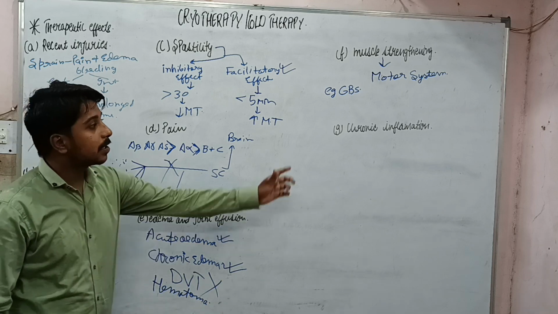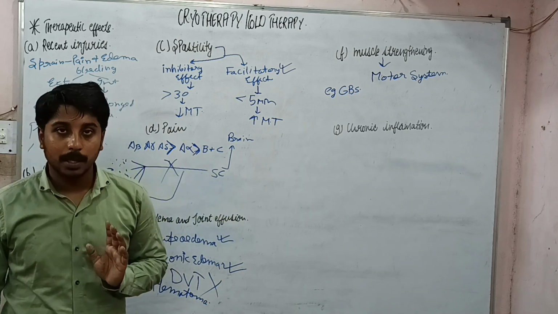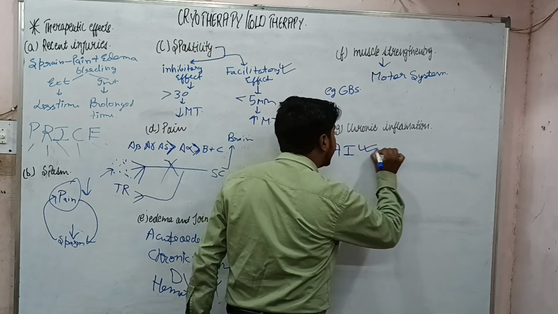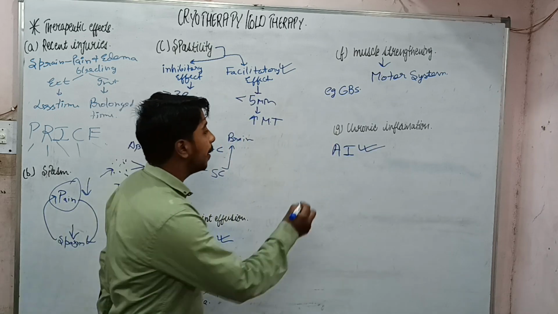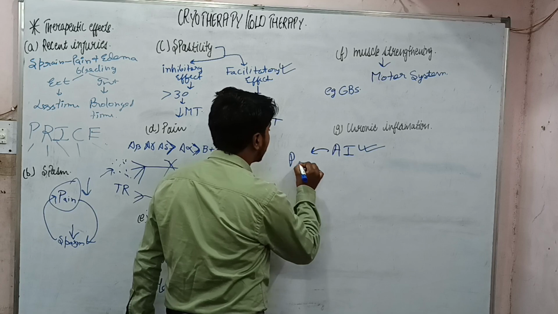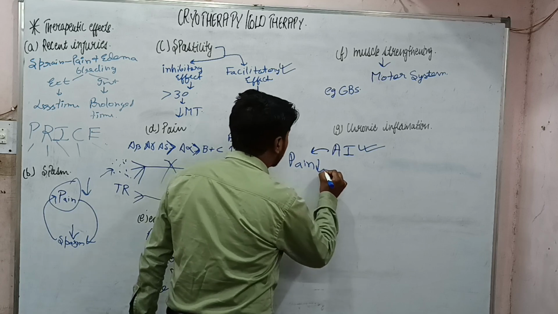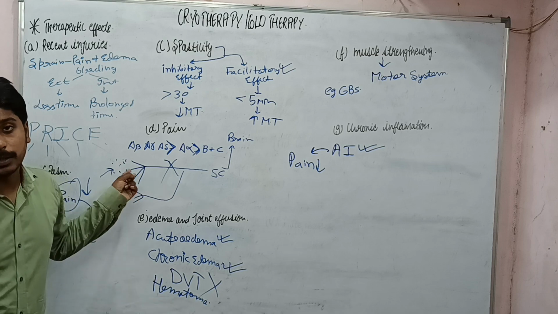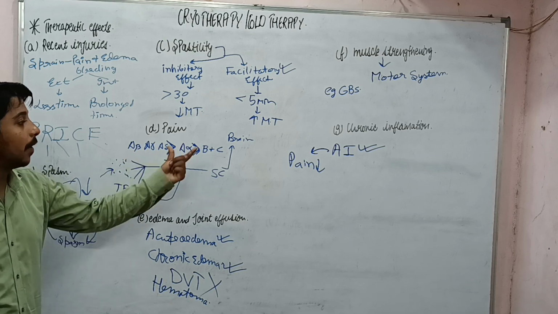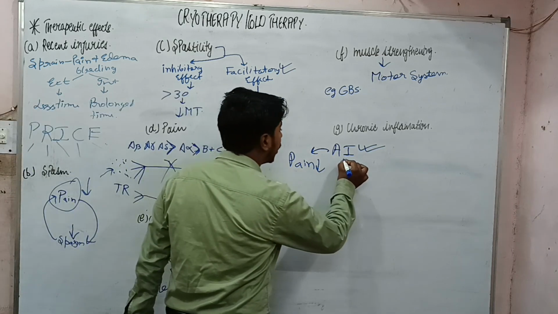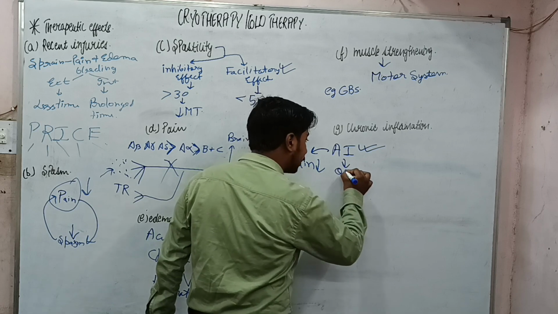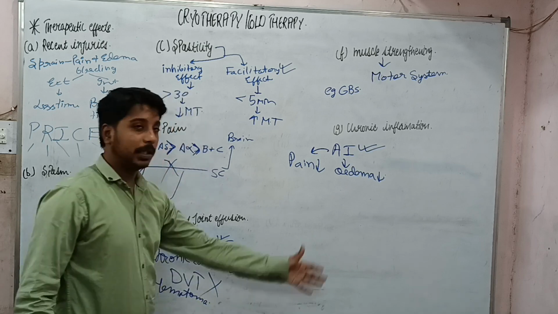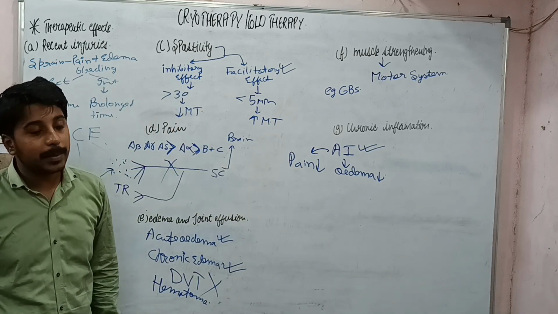Okay, last is chronic inflammation. See, the effect on acute inflammation is already discussed. Why? Is pain reduced? Yes. How is pain reduced? You have already studied, that is the effect on the peripheral nervous system, these nerve fibers. Okay, in acute inflammation, is edema reduced? Yes, edema is reduced. So these are the two main goals in acute inflammation.